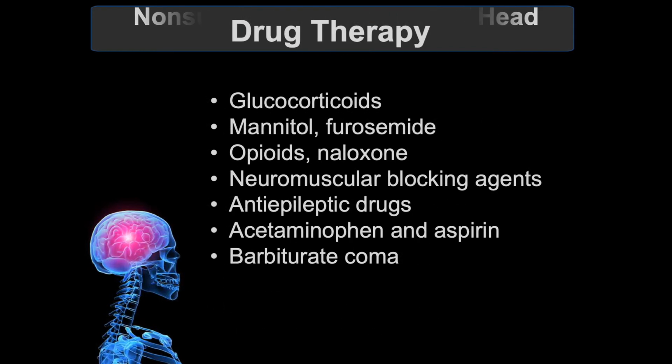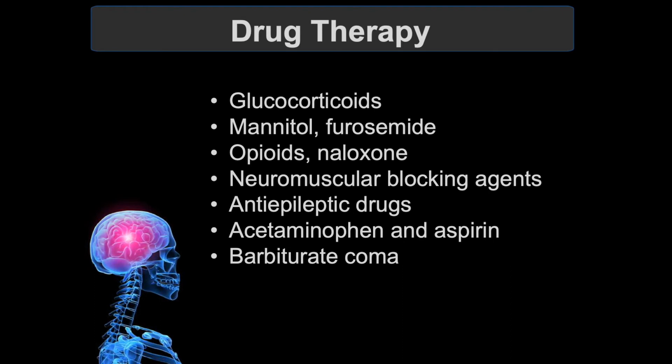Drug therapy for the patient who is suffering from traumatic brain injury may include glucocorticoids to reduce the inflammatory process of the brain, mannitol and/or furosemide, not only to reduce the amount of water on the brain and thereby reduce the space that the brain is taking up, but also to help to decrease intracranial pressure.